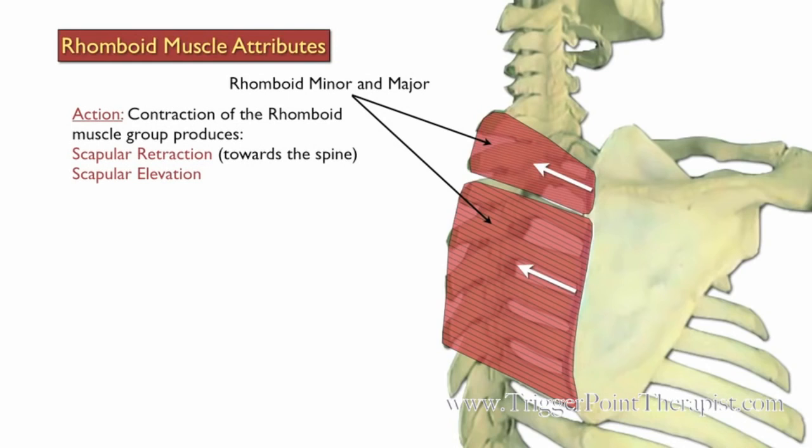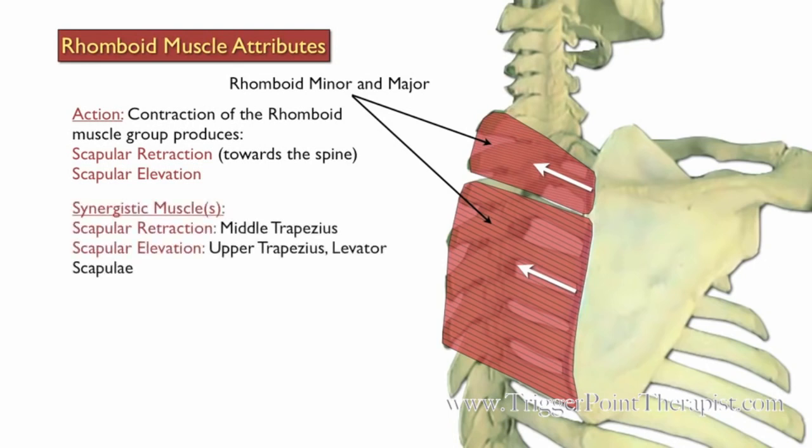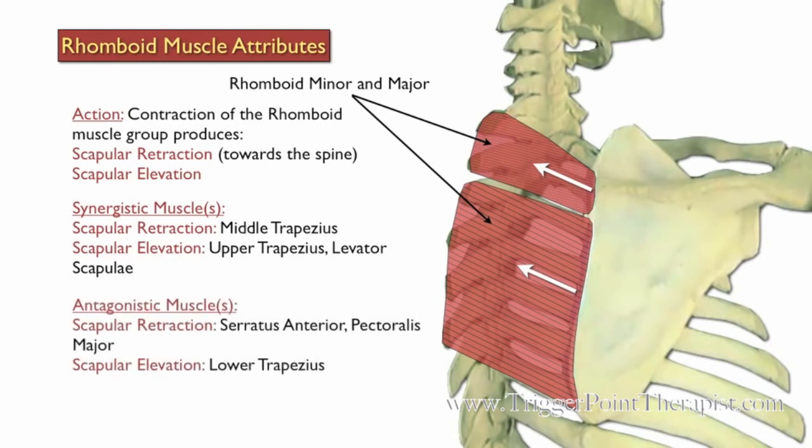Contraction of the rhomboid muscle group produces scapular retraction and scapular elevation. The middle trapezius is synergistic to the rhomboid muscles during scapular retraction. The upper trapezius and levator scapula are synergistic to the rhomboids during scapular elevation. The serratus anterior and pectoralis major oppose the rhomboids during scapular retraction, and the lower trapezius opposes the rhomboids during scapular elevation.